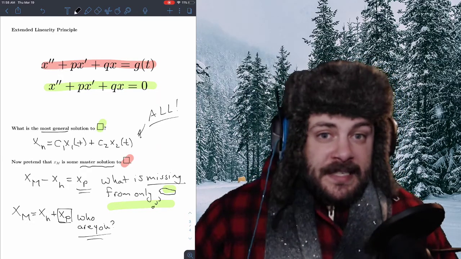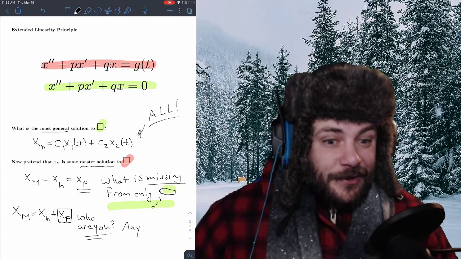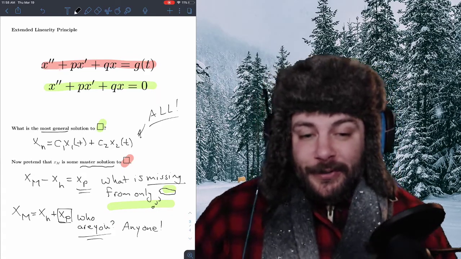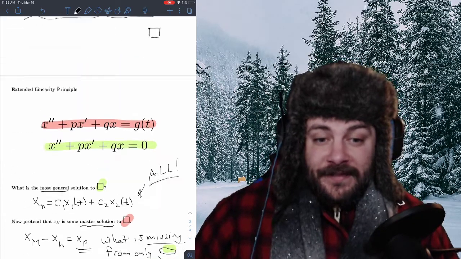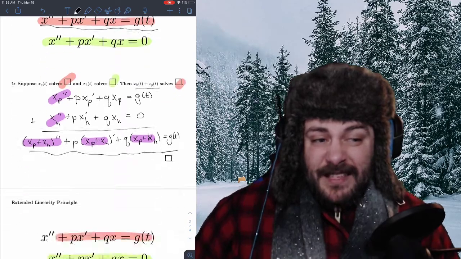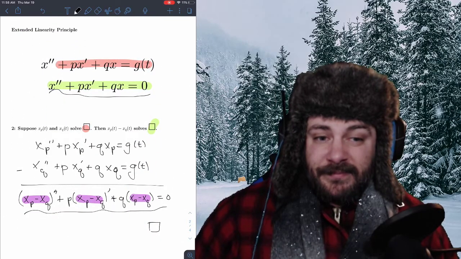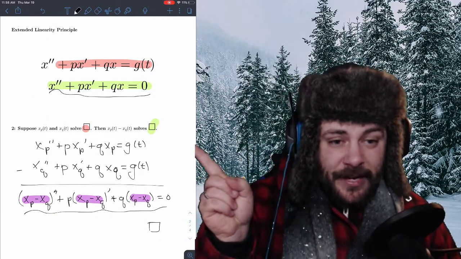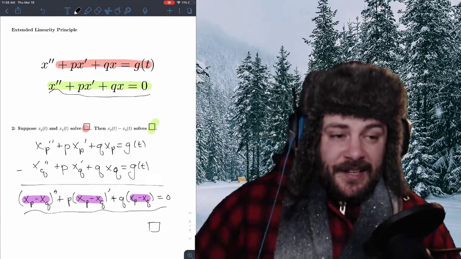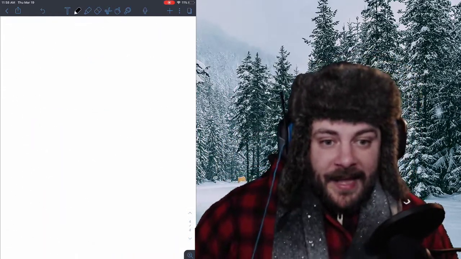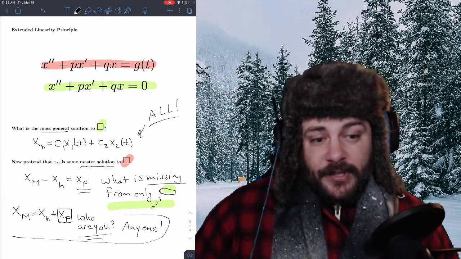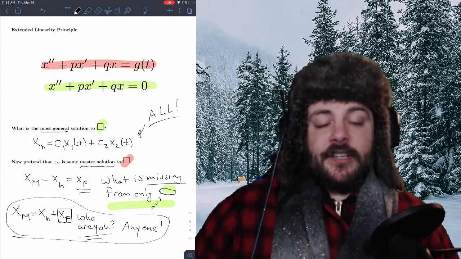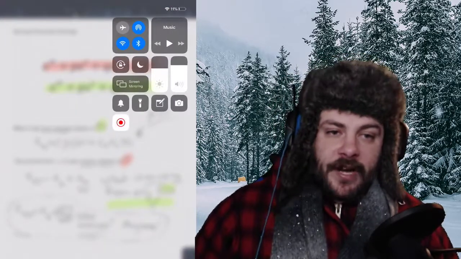So what's missing is just any sort of particular solution. It doesn't matter which one you use. And so we've been using the method of undetermined coefficients to find ours. And that's what you can use to find yours too, right? Because any two general ones, their difference is homogeneous. So if you claim to have the master, just subtract off the homogeneous, and that's the particular, or just take any particular solution and add it to the homogeneous, and you have the master equation, that general solution.